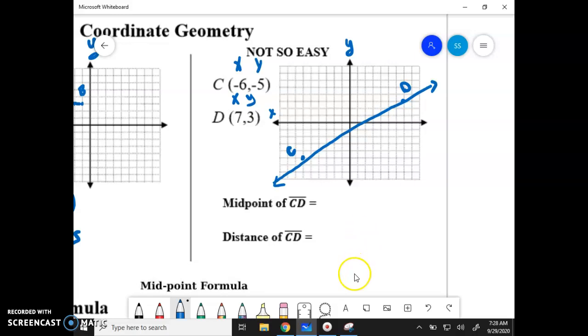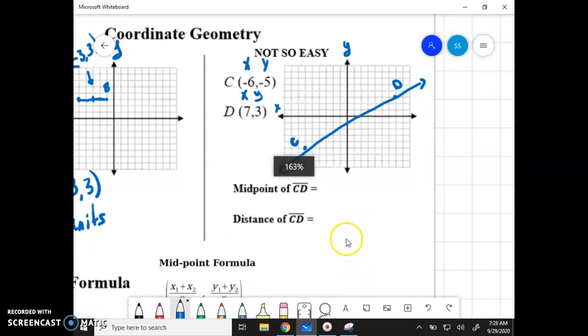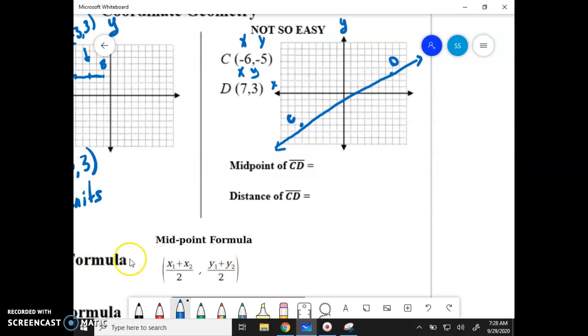That brings me to the first one, the midpoint formula. I need you to pause the video and write this down. M is equal to x1 plus x2 over 2, and then y1 plus y2 over 2. So write those down, and now we're going to solve these.